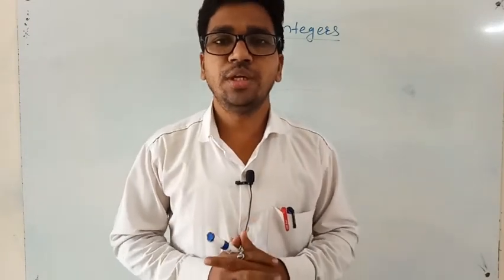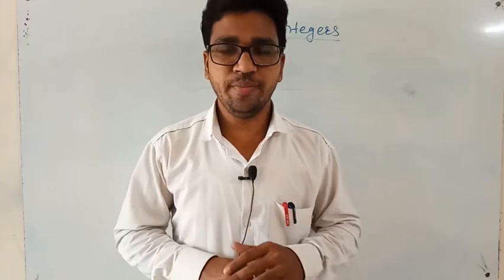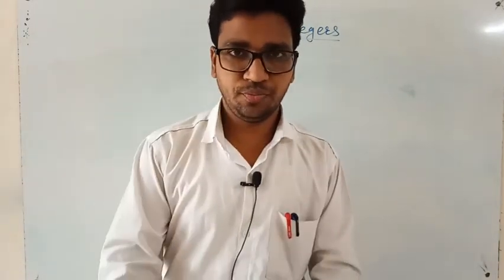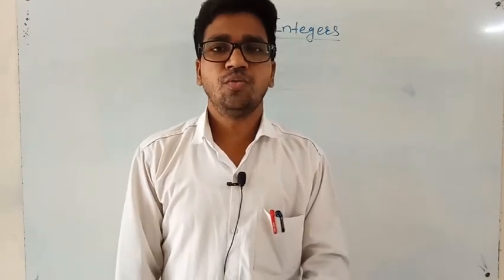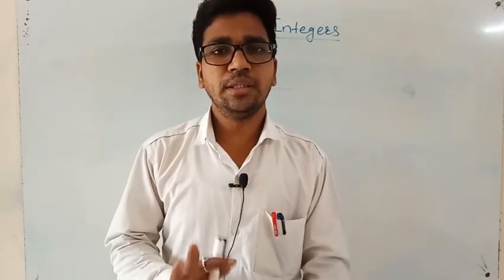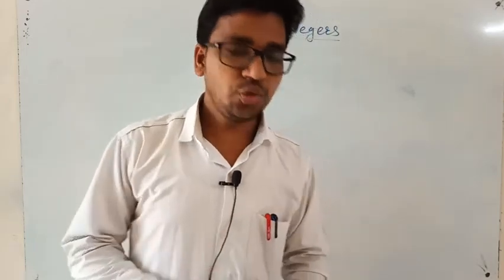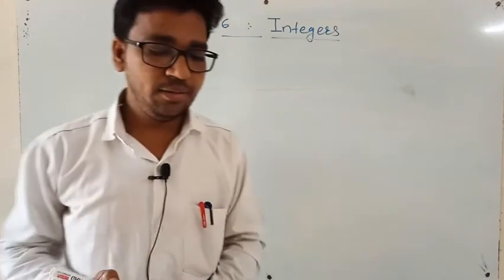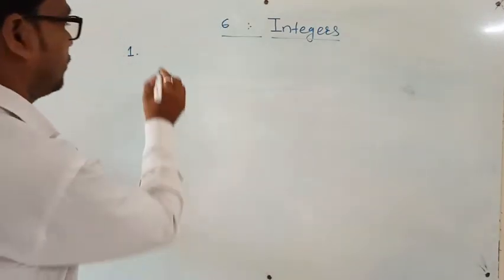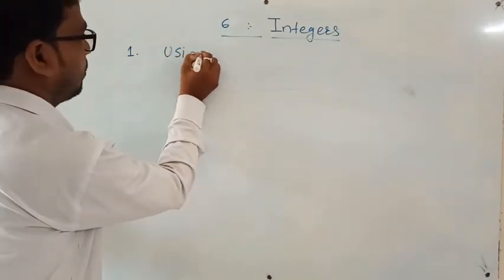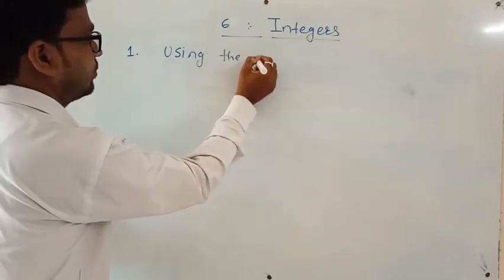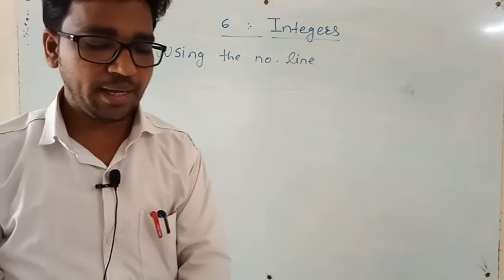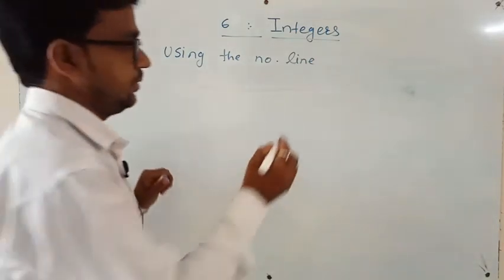Today we are going to learn exercise 6.2. Okay, CBSE 6th standard maths exercise 6.2. In 6.2 what we have to learn? We have to learn the number line. Okay, first question is, using the number line write the integer.